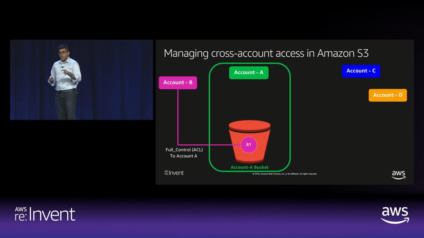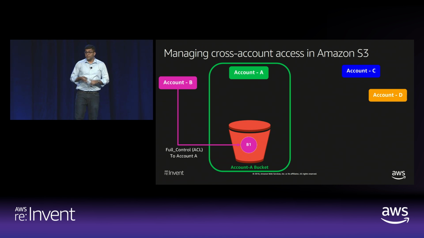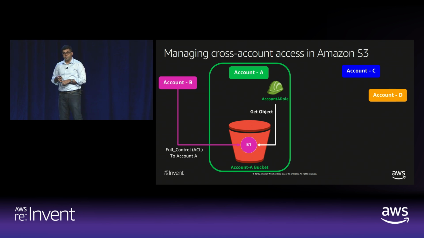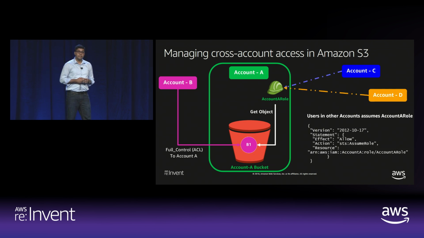So there are two ways where you can grant access to account C and account D. Number one would be ACLs. You can update the ACL on that object and explicitly grant access to account C and account D. Now this is with one object. If you're dealing with millions of objects, that might not be the best way to do so. So one of the other recommendations is you create a role within account A, give that role permission to do a get object, and then also write a trust policy that allows that role to be assumed by other accounts, such as C and D.